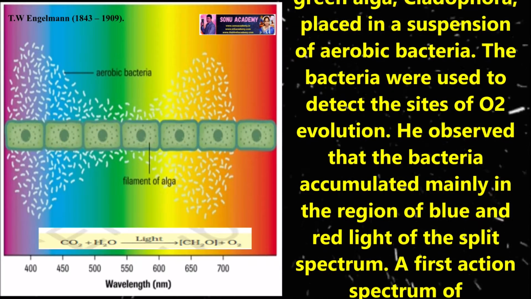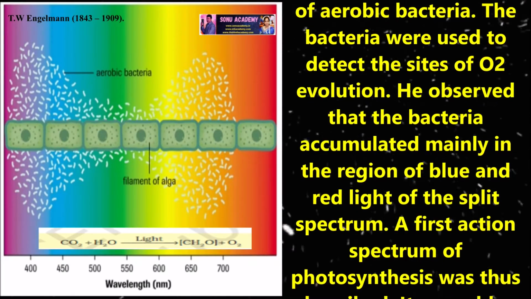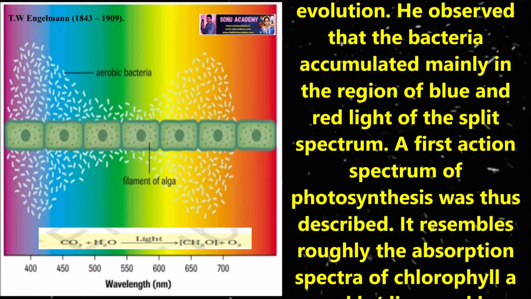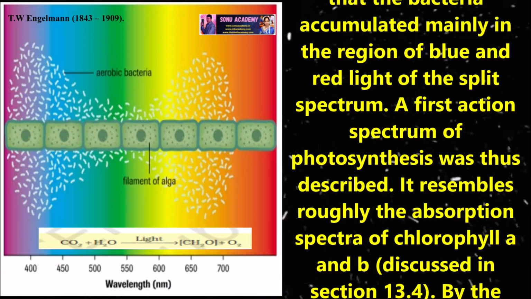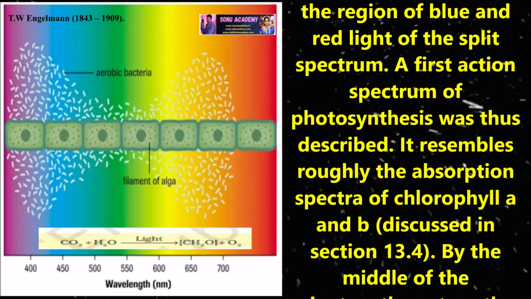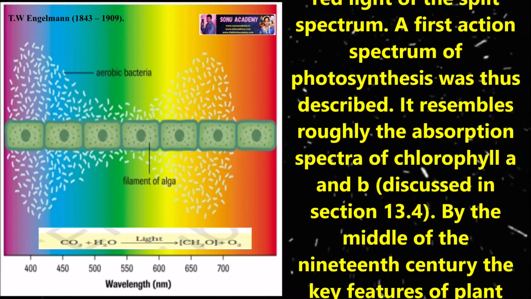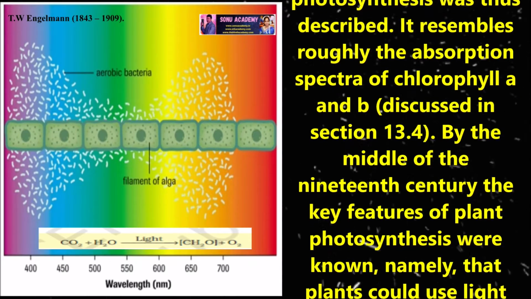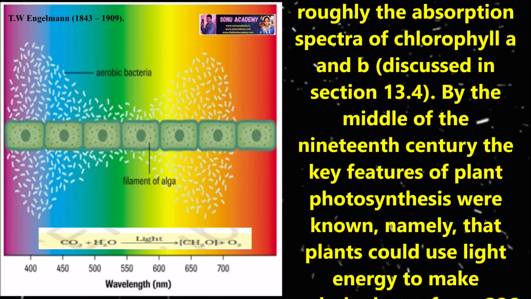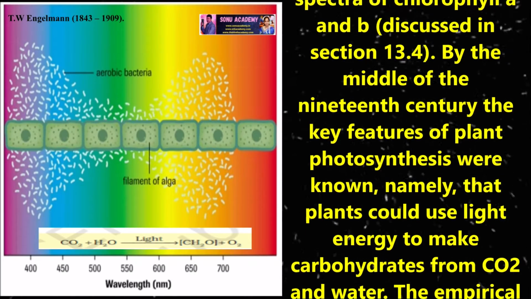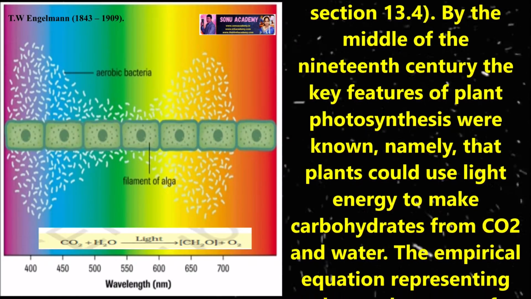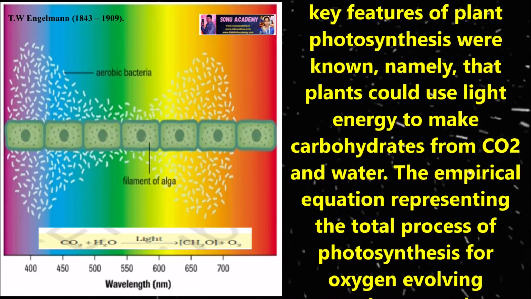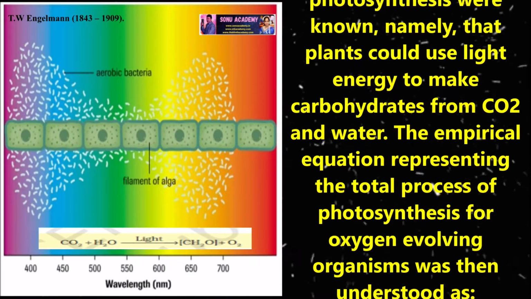He observed that the bacteria accumulated mainly in the region of blue and red light of the split spectrum. A first action spectrum of photosynthesis was thus described. It resembles roughly the absorption spectra of chlorophyll a and b, which is discussed in section 13.4. By the middle of the 19th century, the key features of the process of photosynthesis were known, namely that the plant could use sunlight energy to make carbohydrates from CO2 and water.